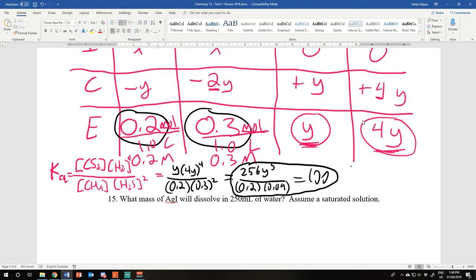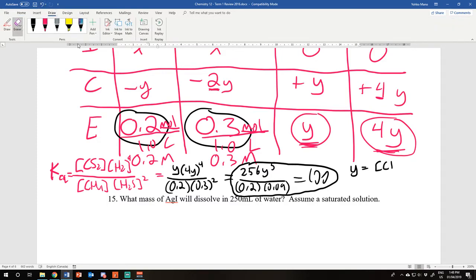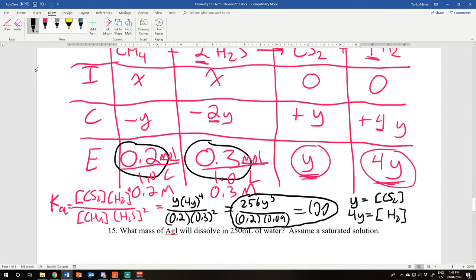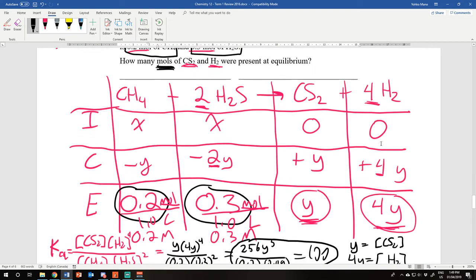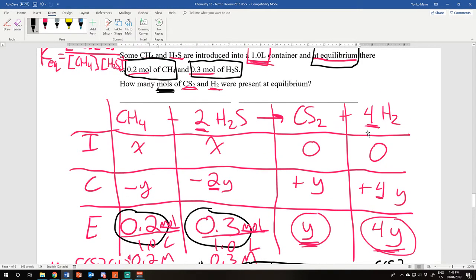And then once you solve for y, that'll be the concentration of CS2. Then 4y will be the concentration of H2, and then it's just a simple molarity calculation to figure out the number of moles, which is what the question is asking. There you go. Okay. So that's how we handle something like this.